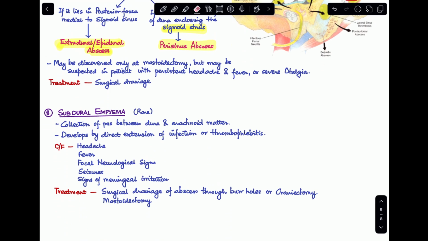This is a very rare complication, and what happens here is there is a collection of pus between the dura and the arachnoid matter. It usually develops as a direct extension of the infection or thrombophlebitis. We see common clinical features as other intracranial complications, and treatment usually involves a surgical drainage of the abscess through burr hole or craniectomy, and the case also needs a mastoidectomy.